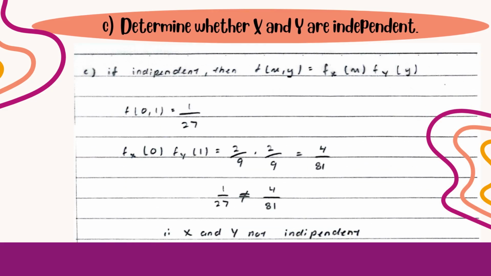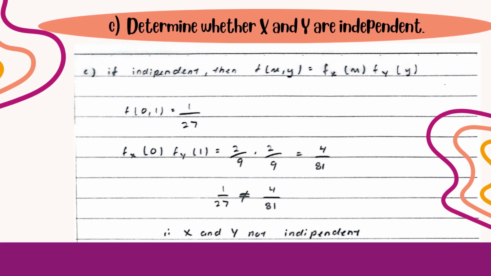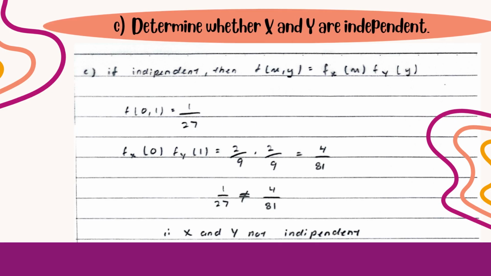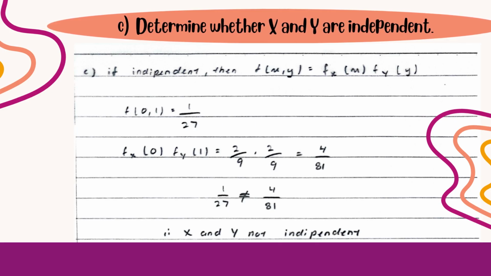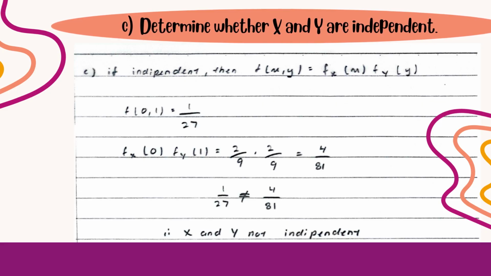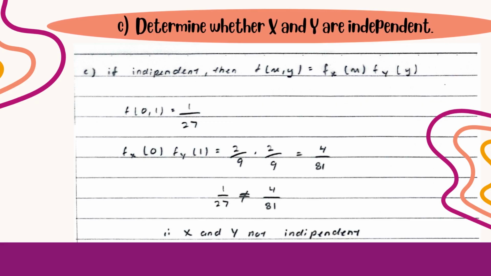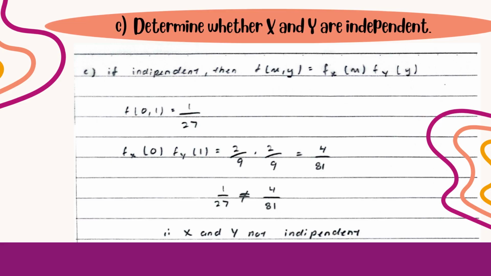To determine whether x and y are independent, we must satisfy the condition where the function f(x, y) must be equal to the product of the marginal x and marginal y. Since we already know the value of function f(0, 1) is equal to 1 over 27, now we can find the product of marginals by multiplying each value, and we will get 4 over 81. As we can see, the value of the function and the product of marginals are not equal to each other, which means x and y are not independent.